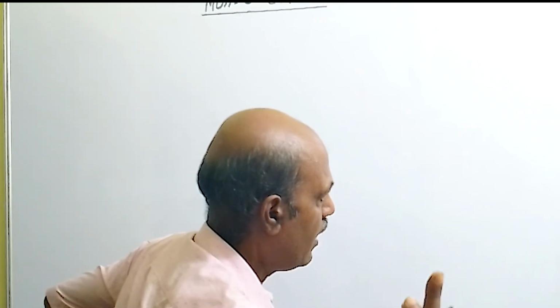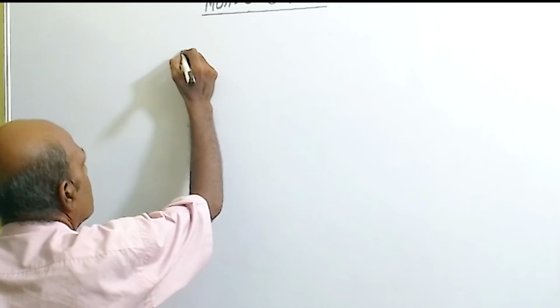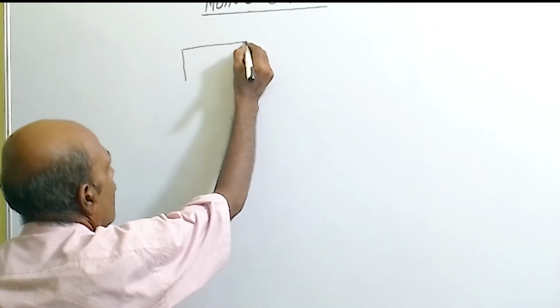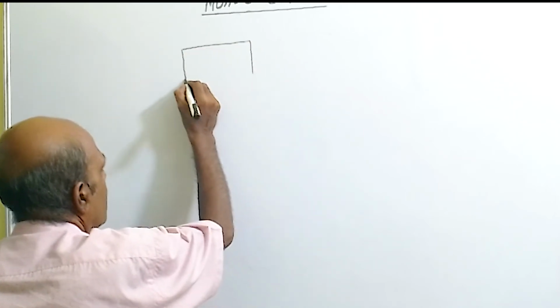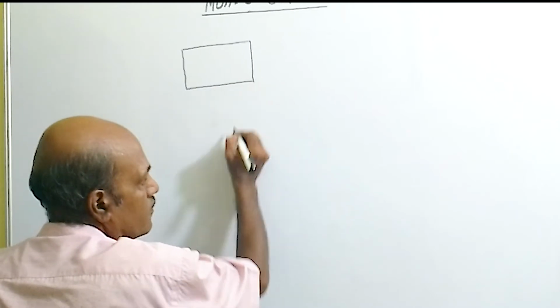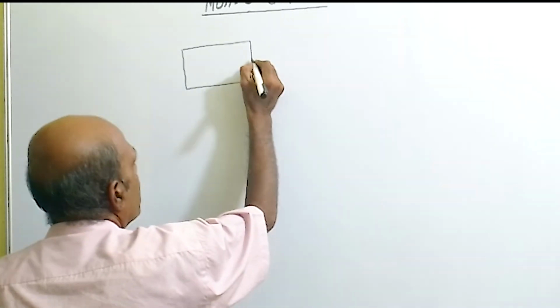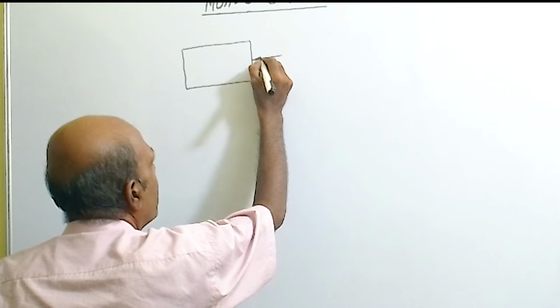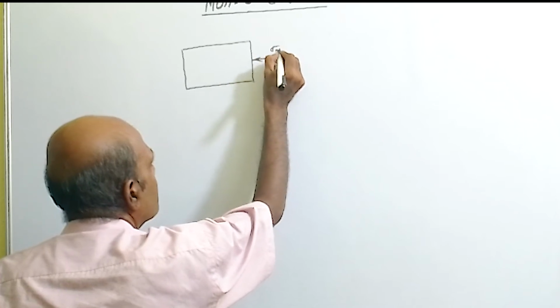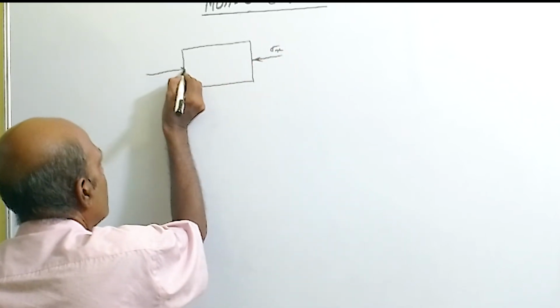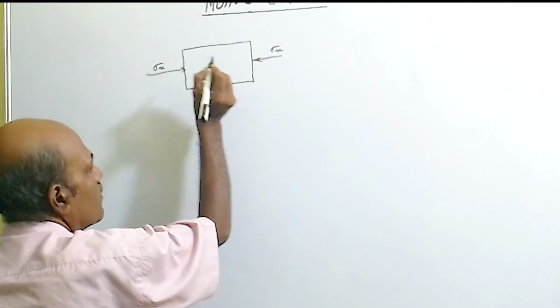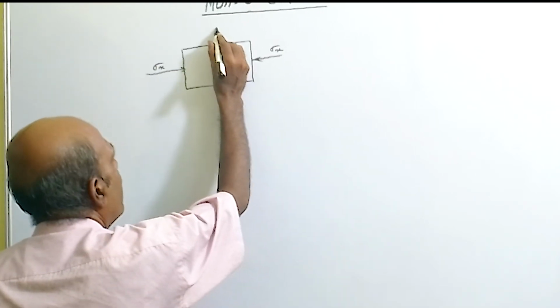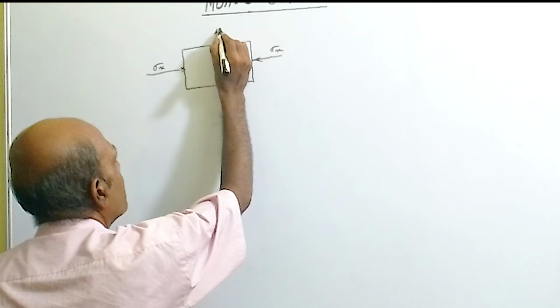Now take the last case. Let this be the stressed body. The body is under sigma x, which is negative stress, that is, compressive stress. Sigma y is tensile, that is, positive.